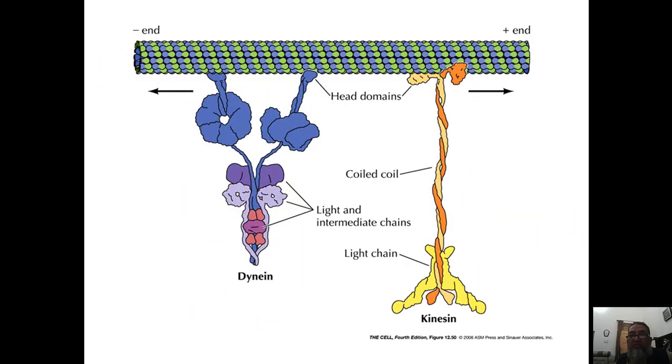This is again a diagrammatic presentation of the same structures, dynein and kinesin, in more detail. These are coiled parts, light and intermediate chains, light chain and kinesin, and this is the dynein. Now, dynein is concerned with the movements of the alpha tubulin and beta tubulin within the microtubule, whereas kinesin is concerned with the movement of various organelles within the cytoplasm.